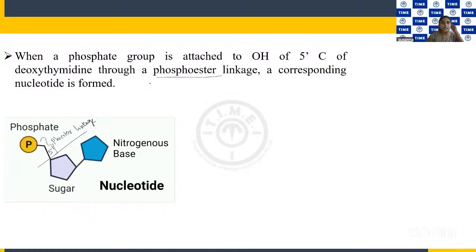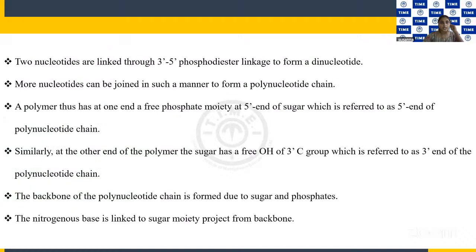Here they have simply mentioned deoxythymidine. That means the thymine group will be the nitrogenous base found, and through the phosphoester linkage, a phosphate group will be added to the 5th carbon of the pentose sugar, and then a nucleotide will be formed. So let's see how the linkage is happening.